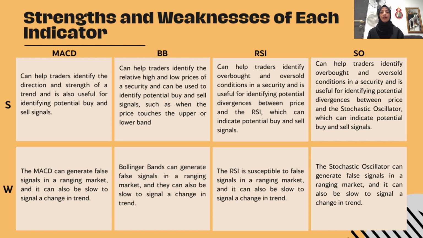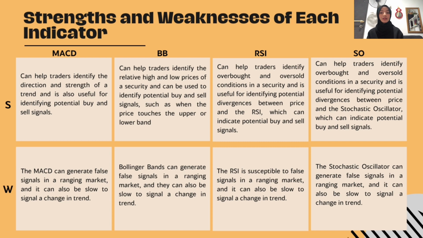Next, Bollinger Bands. Bollinger Bands can help traders identify the relative high and low prices of a security and can be used to identify potential buy and sell signals, such as when the price touches the upper or lower band. The weakness of Bollinger Bands is that they can generate false signals in a ranging market, and they can also be slow to signal a change in trend.